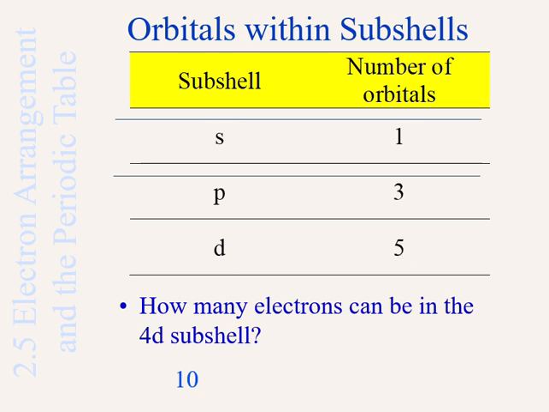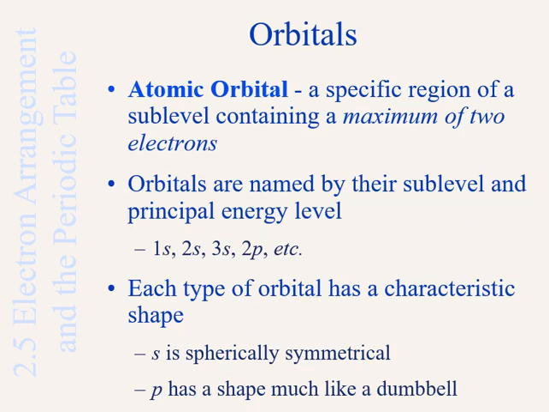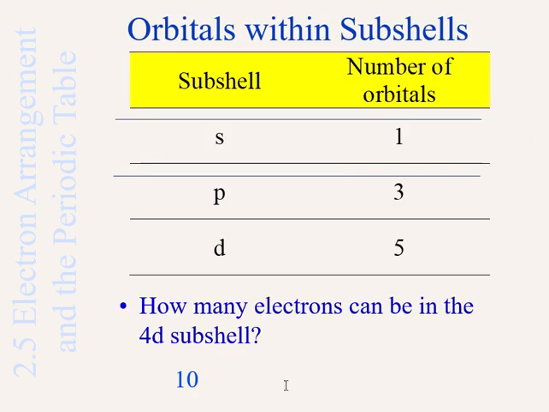So previously we learned that each orbital can have a maximum of 2 electrons. So ask yourself, how many electrons are possible when you have an s orbital? If you have the s subshell, because the s subshell has only one orbital, how many electrons are possible in this orbital? 2 electrons are possible here.